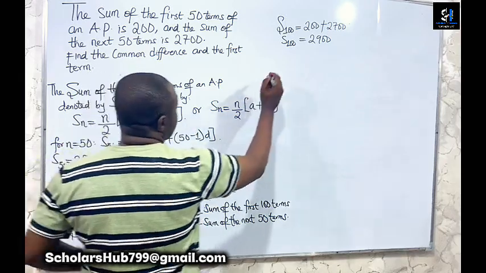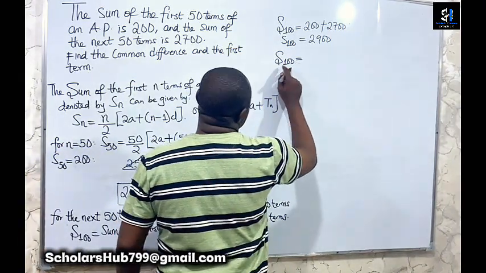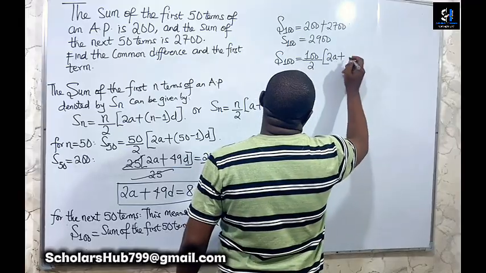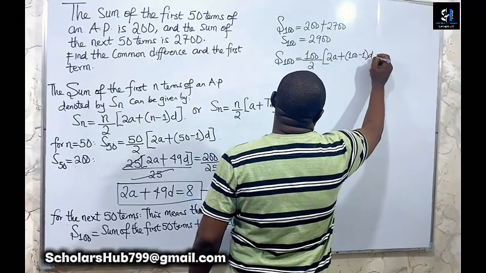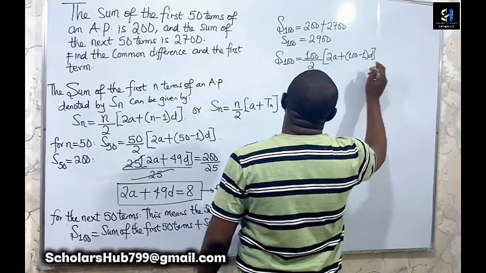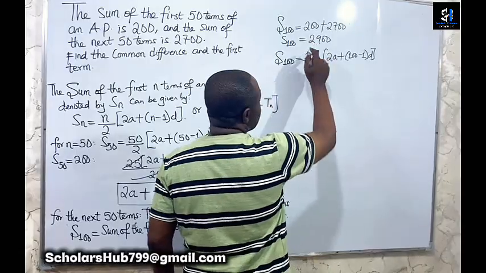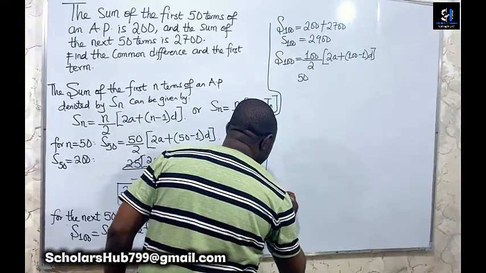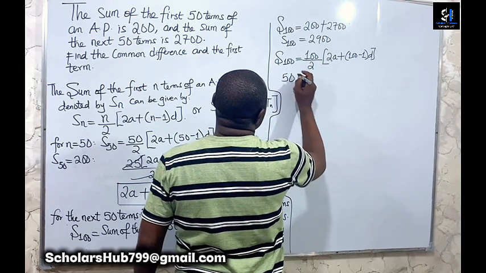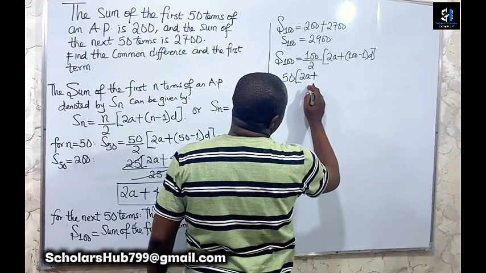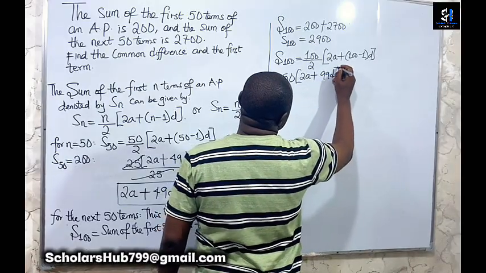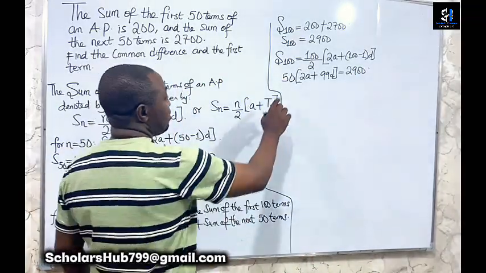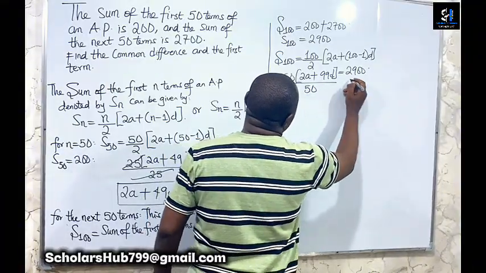So using this formula, we can have the sum of the first 100 terms to be 100 over 2 [2a + (100 - 1)d], and this will be equal to 2,900. So 100 divided by 2 will be 50. So 50 multiplied by (2a plus 99d) equals 2,900. Now I'm going to divide both sides by 50.